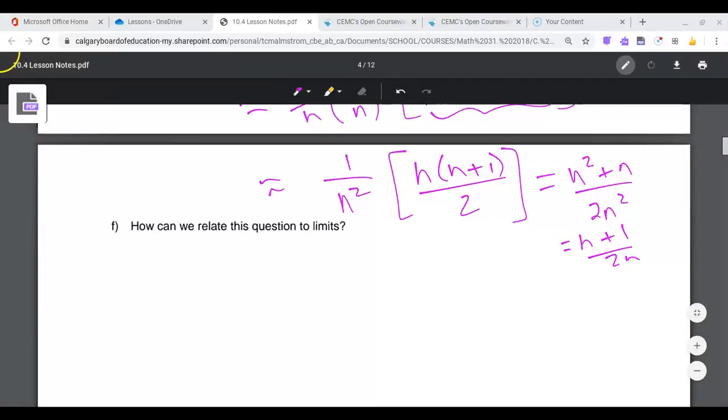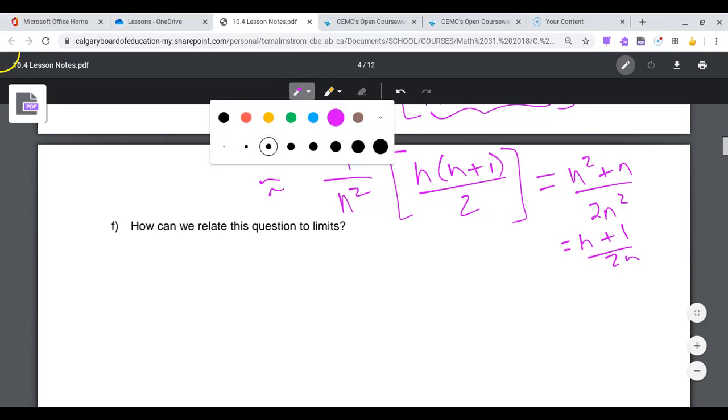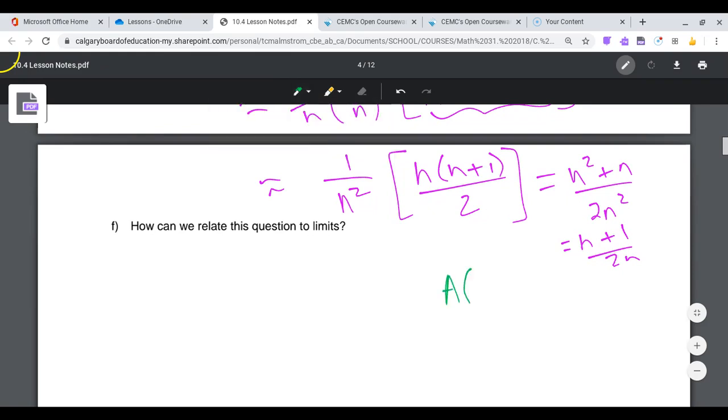So we ended with coming up with a formula for this particular scenario where the area could be represented as (n+1)/(2n). Before we relate this to limits, let's just double check our answer. So what if we had, I'm just going to say 6 rectangles because we did that. We would end up with (6+1)/(2·6), which is 7/12, which is approximately 0.583, which is what we got. What did we get for 12?